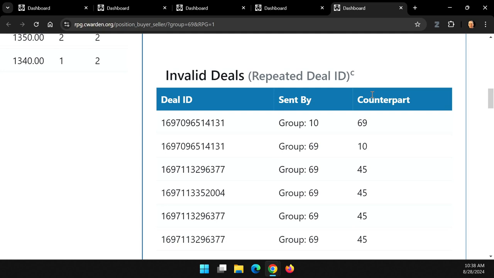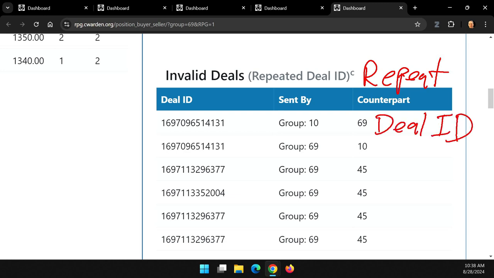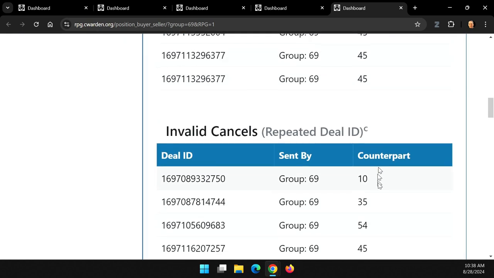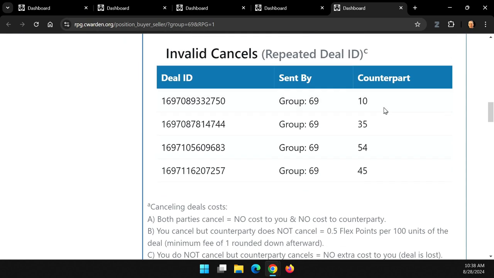Invalid deals. Usually this means that you repeat the deal ID. You used it again, which is not correct. You need to be careful. Don't use it again. Invalid cancels means that you use the deal ID again, maybe twice, maybe three times. You cannot do that. You can only use it once.